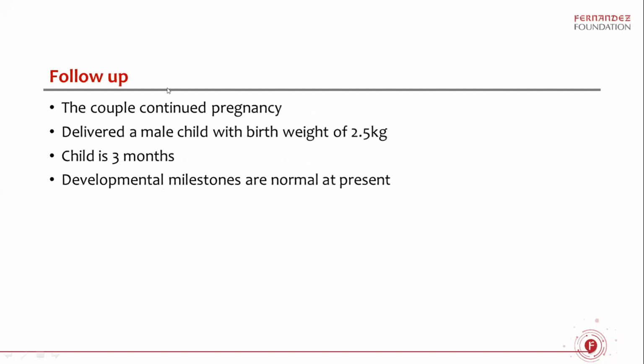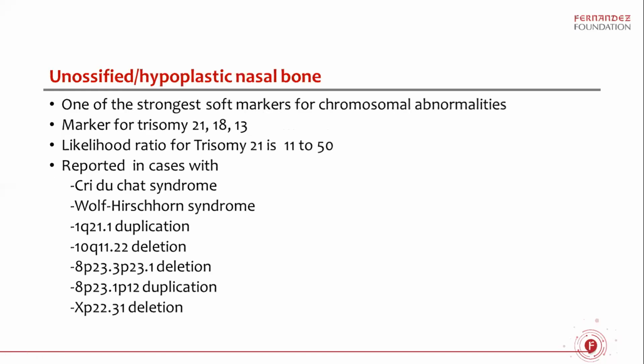Since there was no certainty in the phenotype of the fetus, the couple continued the pregnancy, and they delivered a male child, and the weight of the baby was 2.5 kg. The child is 3 months at present. At present, the child's development is normal.